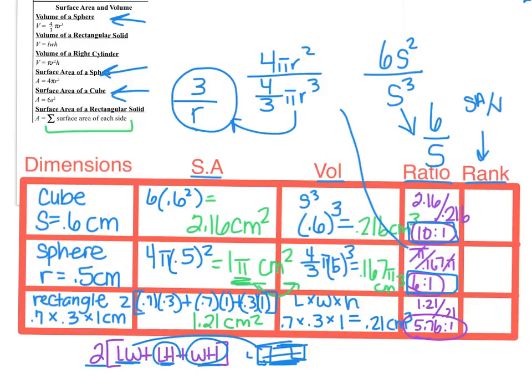So the only thing left to do now is to put these in order by rank from our most efficient to our least efficient. So our most efficient in this case is our cube, 10:1, followed by our sphere with a 6:1, and finally our rectangle with a 5.76 to 1. And that's how you work out problems with calculating surface area to volume ratios.